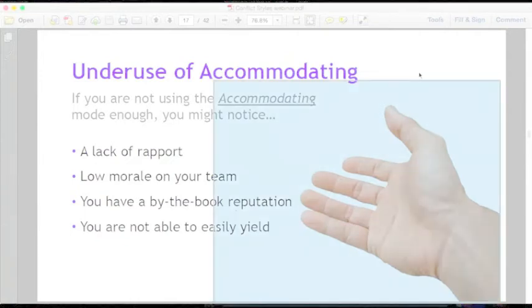Do you have trouble admitting when you're wrong? Or you can't recognize legitimate exceptions to the rule. So if there's an exception to the rule that is not that big of a deal, but you still won't relent on it, you might underuse accommodating.